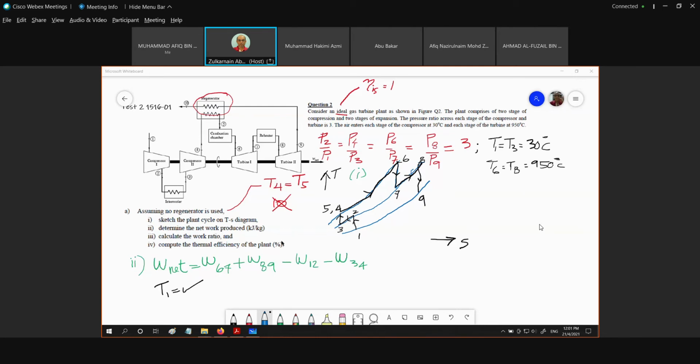Alright. So we need to define all the temperatures before we can answer questions 2, 3 and 4. The TS diagram is shown as this. Okay. So now T1. T1 is given as 30 degrees C. And in this case, T1 is equal to T3.